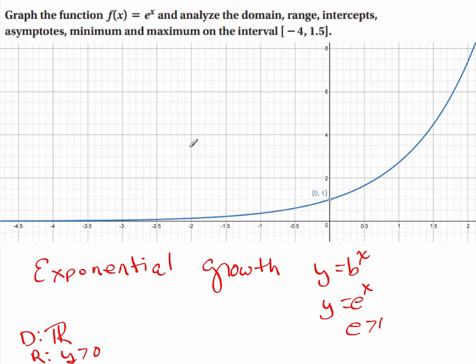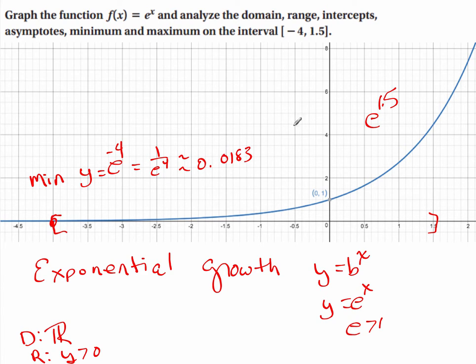It'll never equal 0. Now, if you look at the maximums and minimums on a closed interval, what you need to do is evaluate the function at those points. The minimum will occur at x equals -4, so y is going to be e to the -4, an incredibly small number, while the maximum will occur at 1.5. To find those actual numbers, you do need a calculator. So this is 1 over e to the 4th, or about 0.0183, and e to the 1.5 is approximately 1.4817.